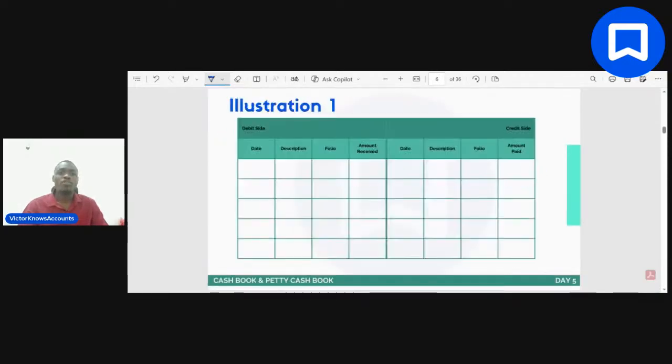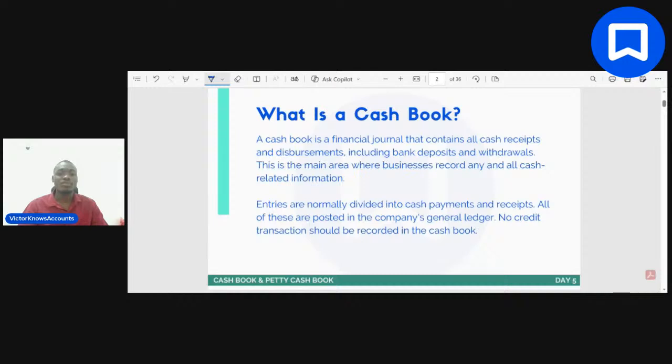different types of cash book that we can have. All right, you see, a cash book is a financial journal. It contains cash receipts and disbursements, including bank deposits and withdrawals. So generally, it tracks your movement of cash, as I mentioned earlier. It tells you that cash is moving. It tells you that this is happening and this is that. Is that fine? All right.